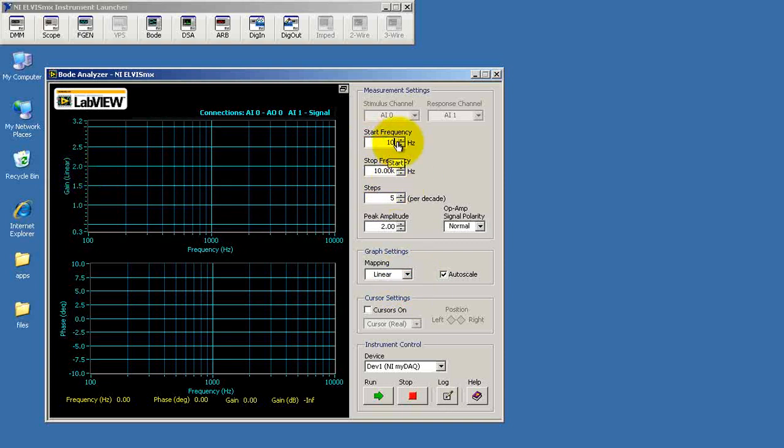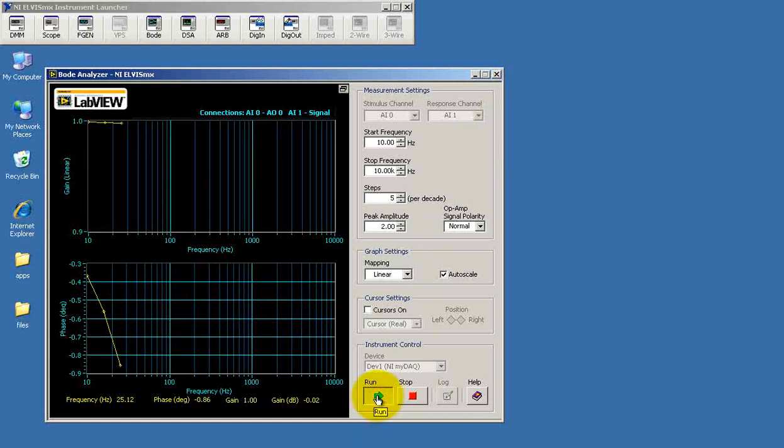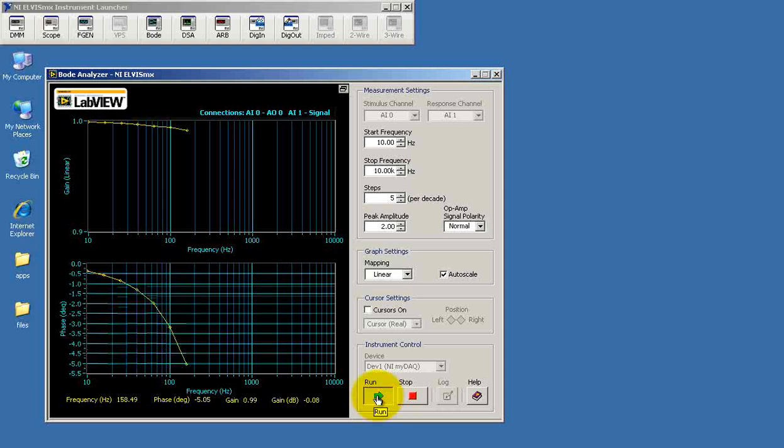Now we need to choose a start frequency for the frequency sweep, an ending frequency, and then a number of values per decade. Decade is a factor of 10 change in frequency. If you have an op-amp based device, you can also choose to invert or not as needed. Notice that the stimulus and response are dedicated input channels. You don't have any options to choose there.